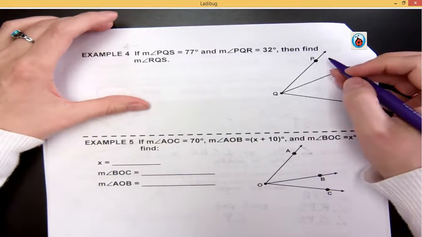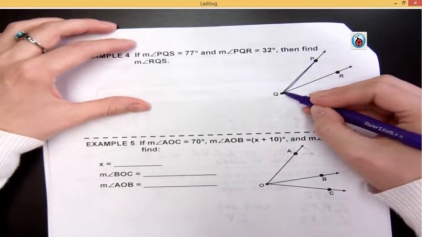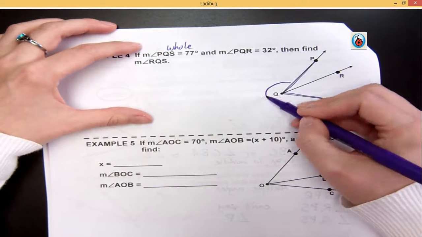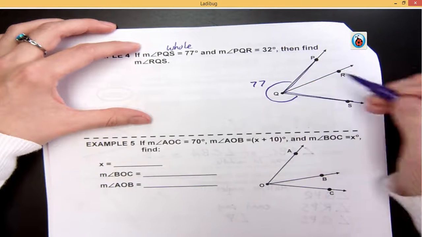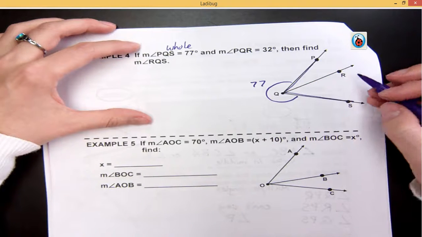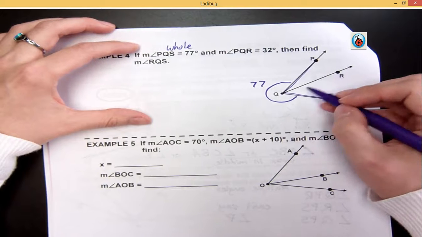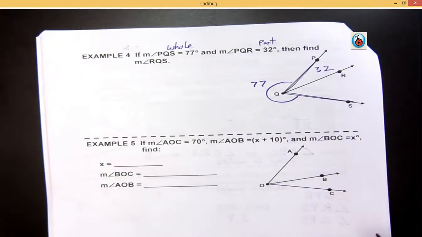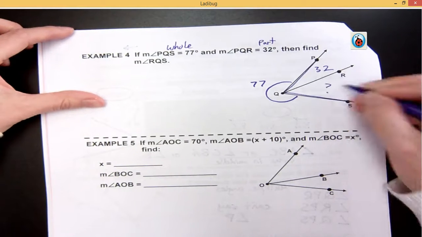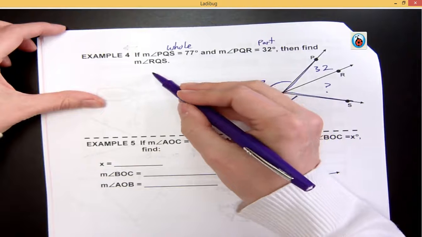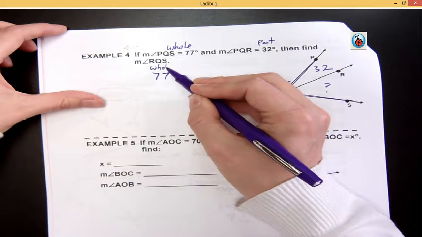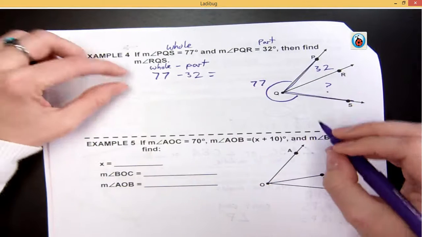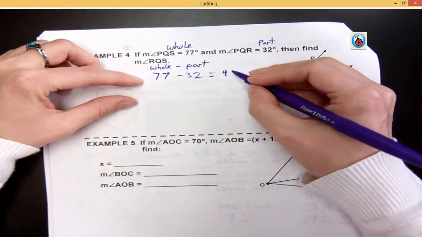So we look, PQS. Is that the part or the whole? I say, okay, that's my whole. Usually I would label the whole by going around like this. So QPS is 77. Or I could do a big arch out here. And PQR is my part, it's 32. So what can I do to find RQS? All I do is subtract. I do my whole minus the part to get the other part, which is 45.